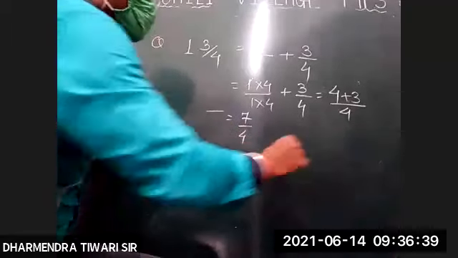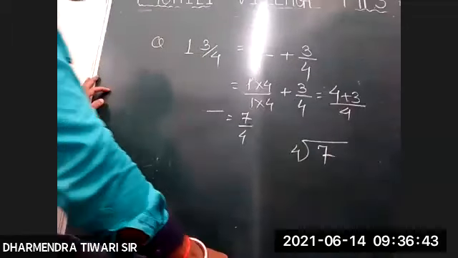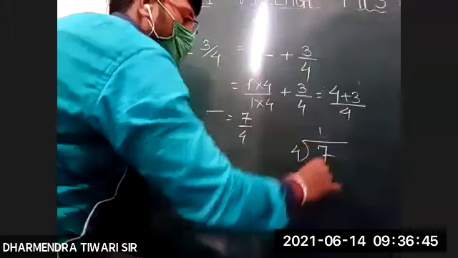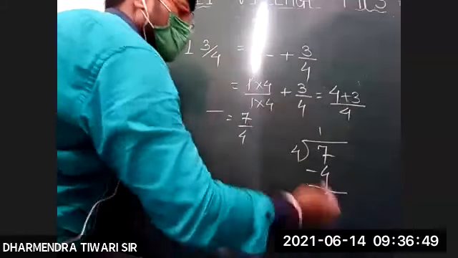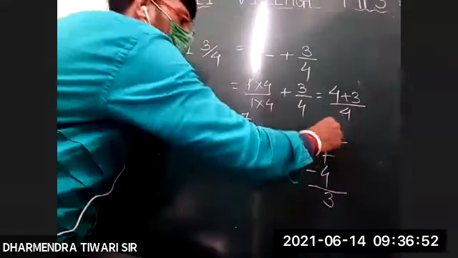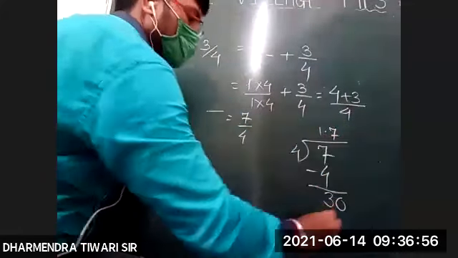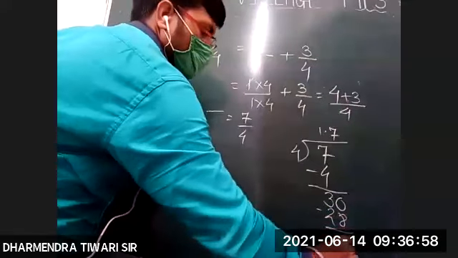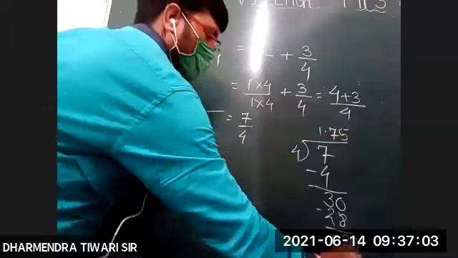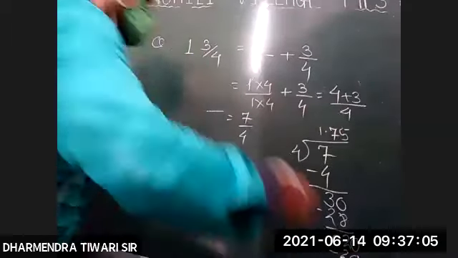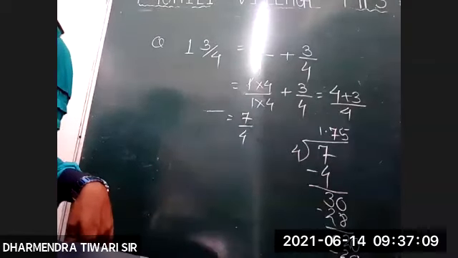7/4. Now, just divide it. Divide 7 by 4. So, 1 fours are 4. 7 minus 4 is 3. As 3 is smaller than 4, just take the help of decimal. 0. So, here 4 sevens are 28. So, 2 is the remainder. And again, 0. 5 fours are 20. On 0. You can see that we got it as 1.75.